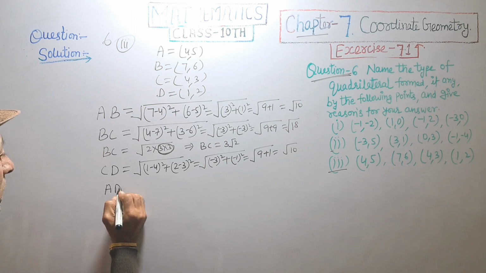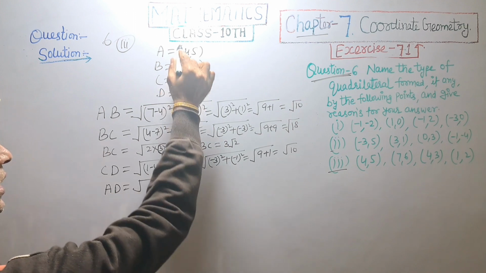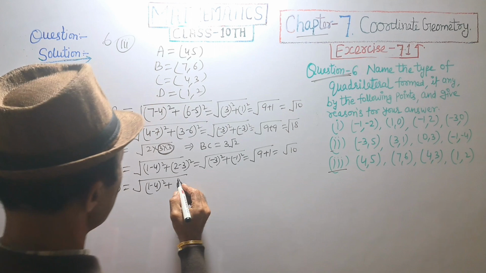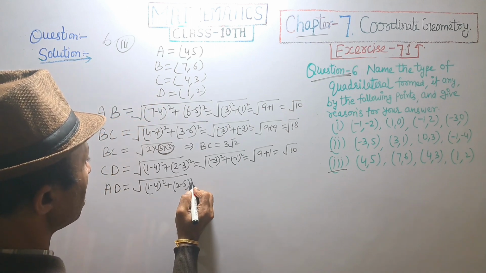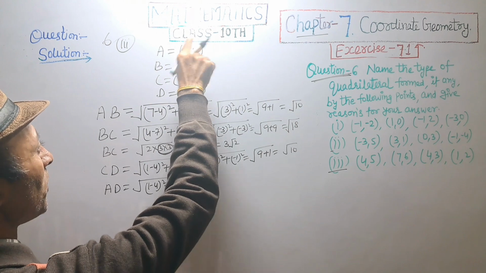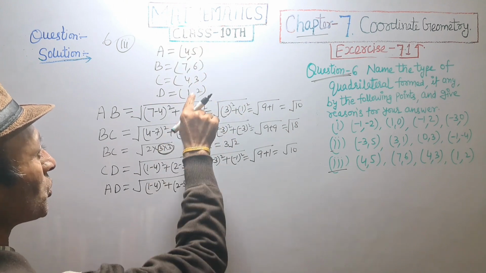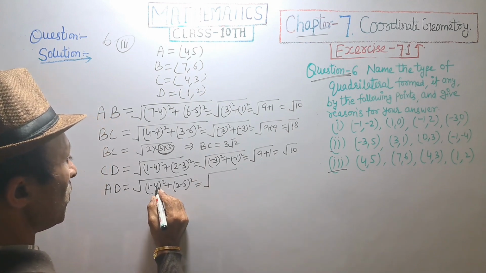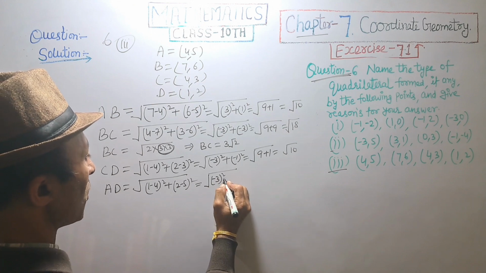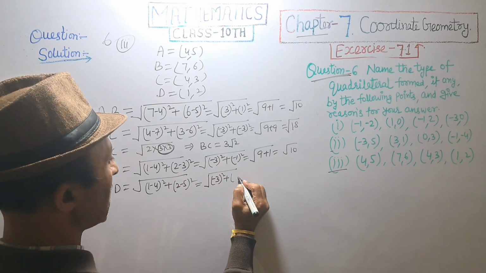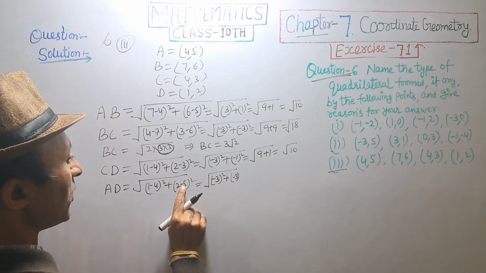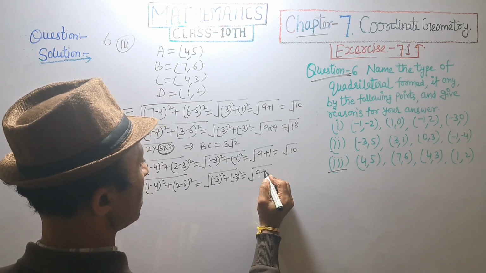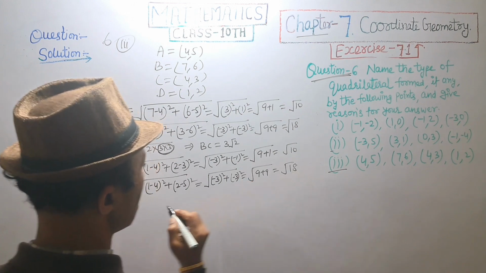And AD by distance formula, AD is equal to (1 minus 4) raised to power 2 plus (2 minus 5) raised to power 2, that is, x2 minus x1 square plus y2 minus y1 square, is equal to (minus 3) raised to power 2 plus (minus 5 plus 2, that is negative 3) square, is equal to 3 3s are 9 plus 9, which is equal to root of 18.